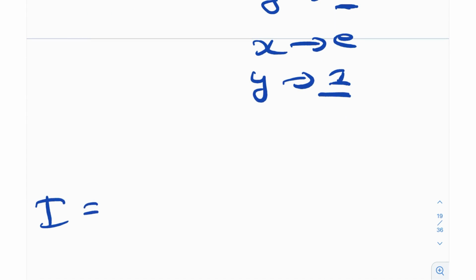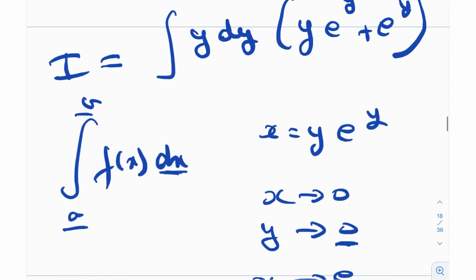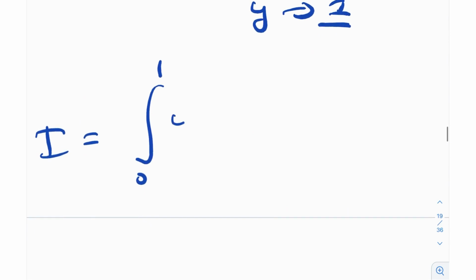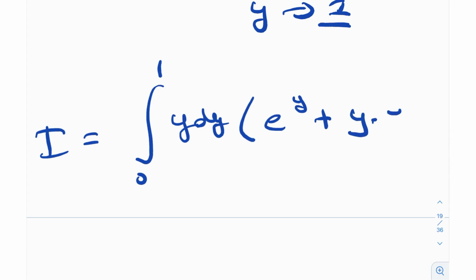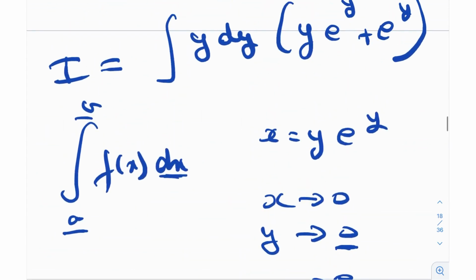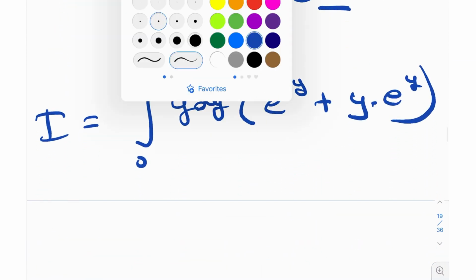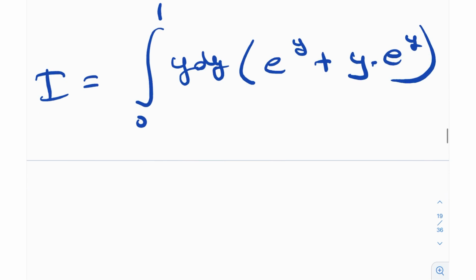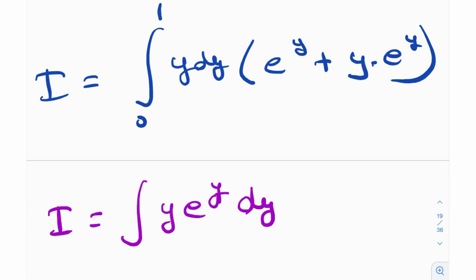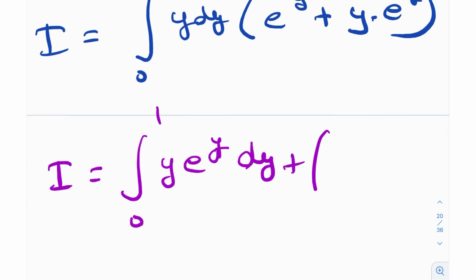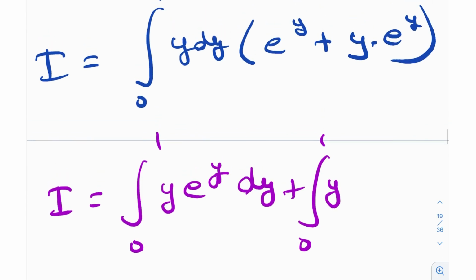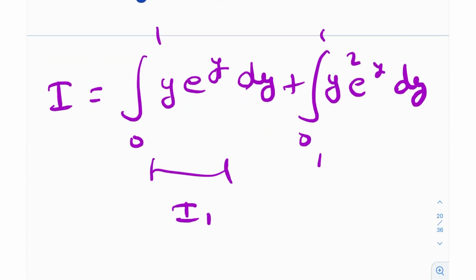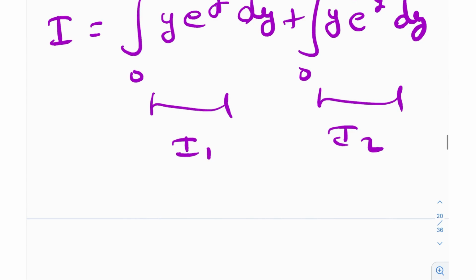So I then becomes the integral from 0 to 1 of y dy times dx by dy, which so happened to be e raised to power y plus y times e raised to power y. Correct. Okay, wait. And now this is very much workable. So I then becomes the integral from 0 to 1 of y times e raised to power y dy plus the integral from 0 to 1 of y squared e raised to the power y dy. Let me label the first as I1 and the second as I2. So it actually happens that I is I1 plus I2.